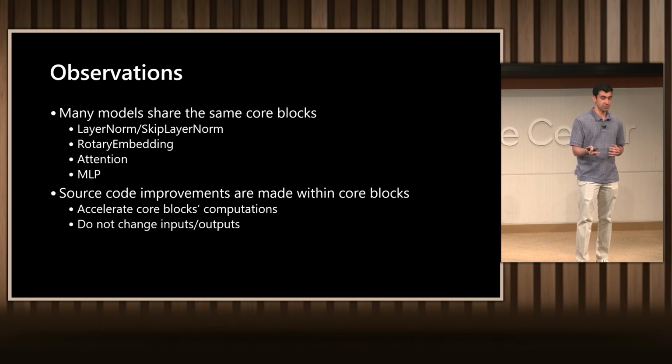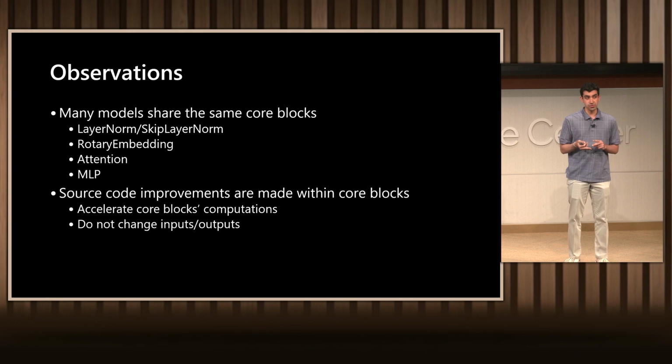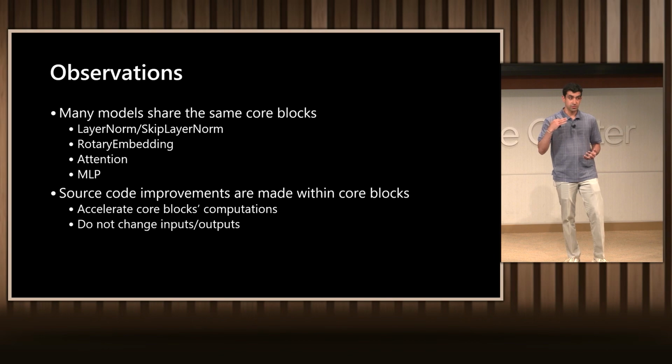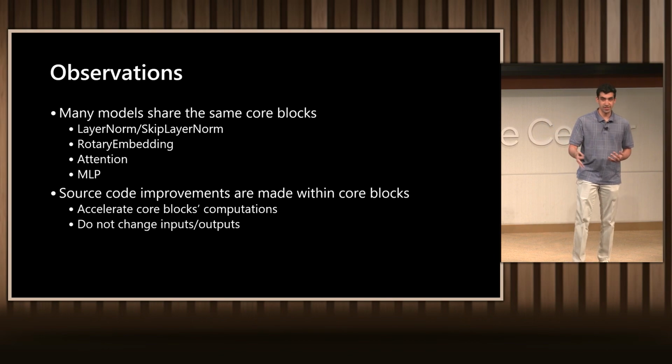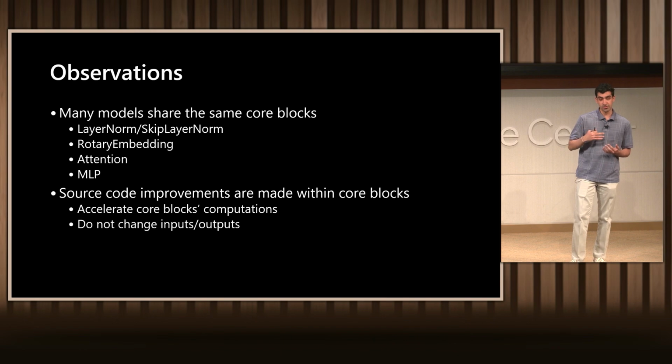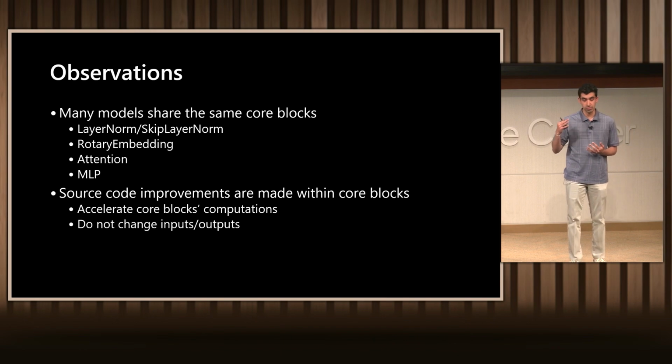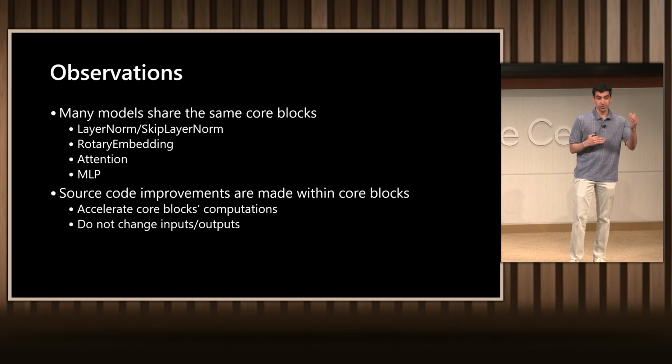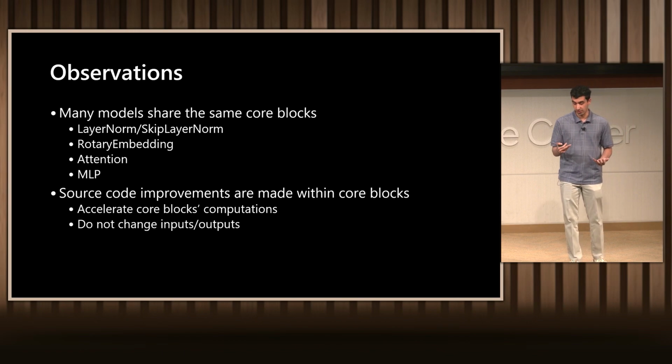So if we take attention, for example, you'll still have your QKV matrices as your input, and you'll have the output matrix for attention as your output, no matter whether you use eager attention or scale dot product attention or flash attention v2. So even though these source code changes can accelerate these core blocks as computations, it doesn't actually change the inputs and outputs when we look at the final optimized ONNX model.